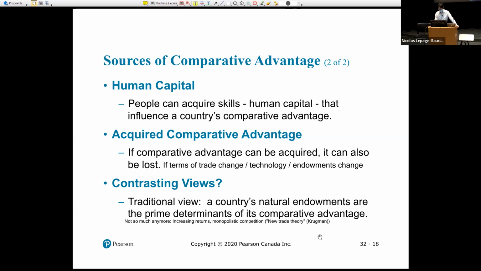That was a theory developed by Krugman. He got the Nobel Prize in 2004, if I'm not mistaken, for that. That revolutionized the view we had about trade and explained why two countries that are very similar would nevertheless trade in the same sector. So this is the source of what we call intra-industry trade, meaning we trade with each other in the exact same sector, like cars, for instance.